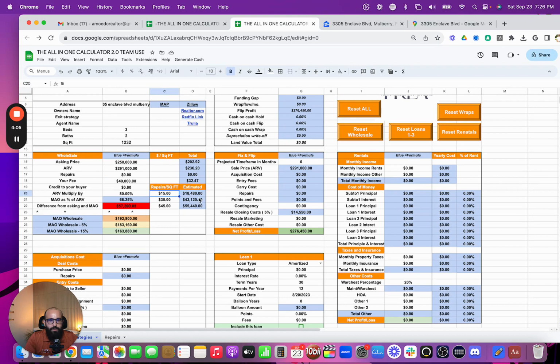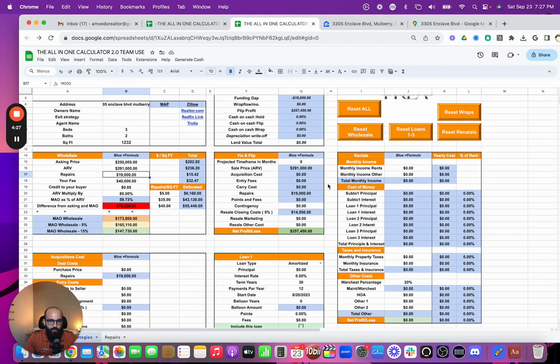So I'm going to assume that it's $15 a square foot. So I'm going to assume that it's about $19,000 to repair that. Now, whatever is blue, please do not edit. Those are formulas. Whatever is in white, you can edit. So if you know that this property might need only about $5 a square foot, you can always put $5 here. And then you're going to notice that the formula changes based off of the square feet.